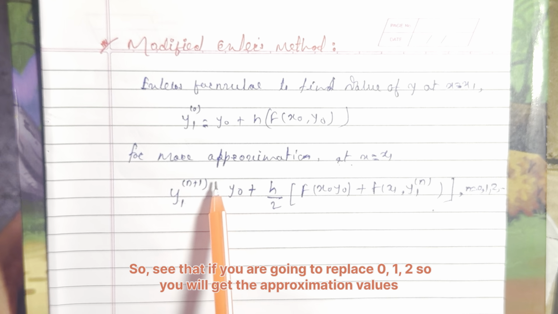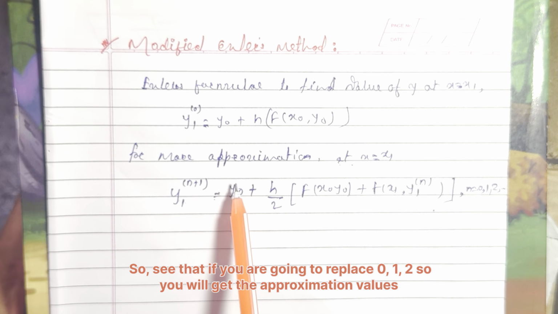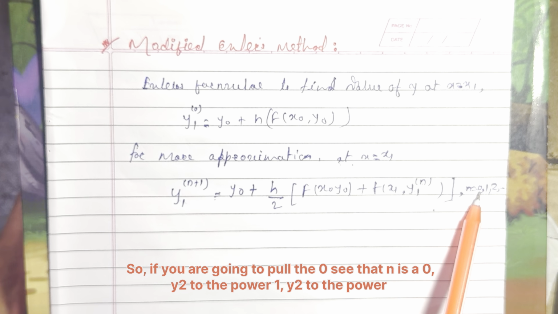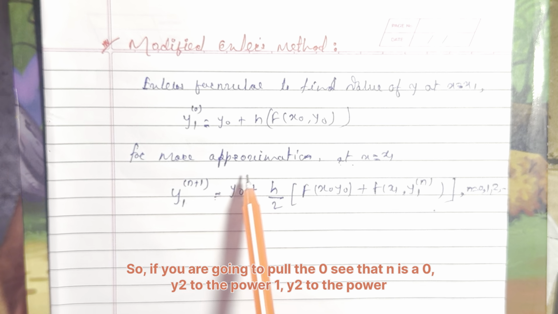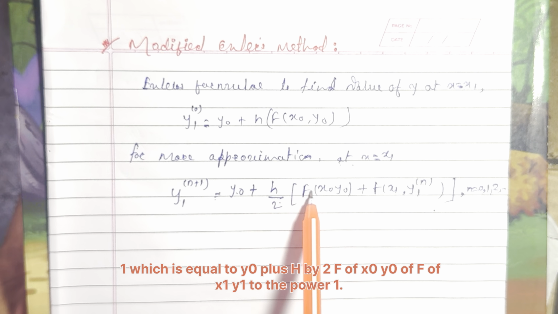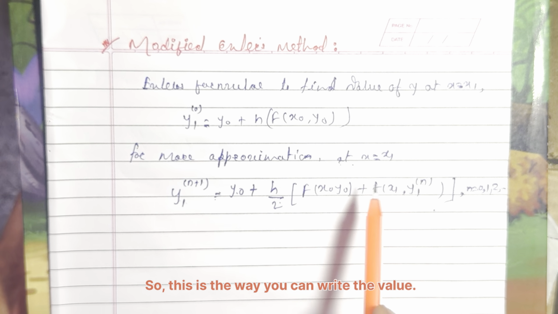Yes, so see that if you replace n with 0, 1, 2, you will get the approximation values for our different iterations. So if you put n as 0, y to the power 1, y1 to the power 1, is equal to y naught plus h by 2, f of x naught, y naught plus f of x1, y1 to the power 1. Okay, so this is the way you can write the value.